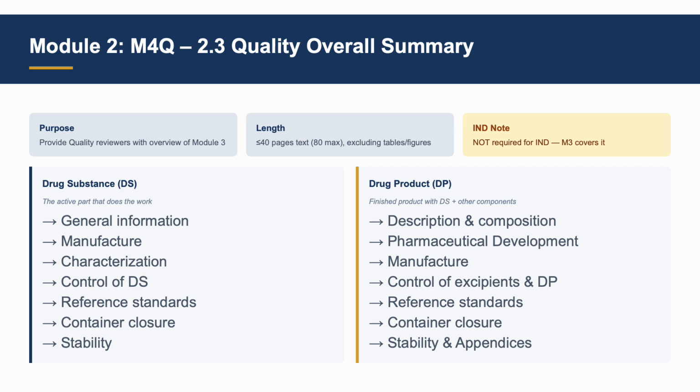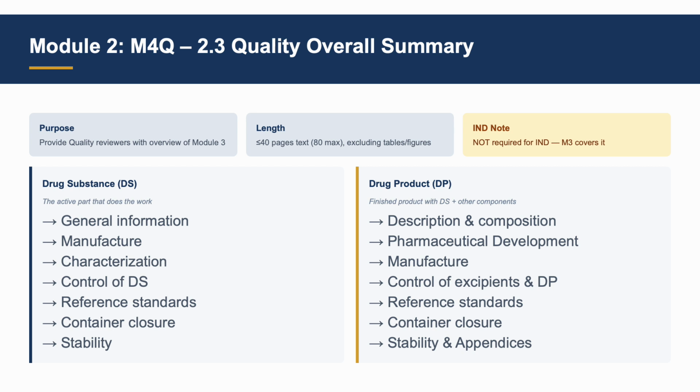The QoS should include relevant cross-references, typically implemented as hyperlinks, to the detailed information in Module 3 and other modules. This allows reviewers to easily drill down into specific topics when they need more detail.